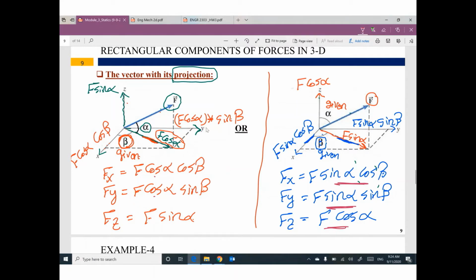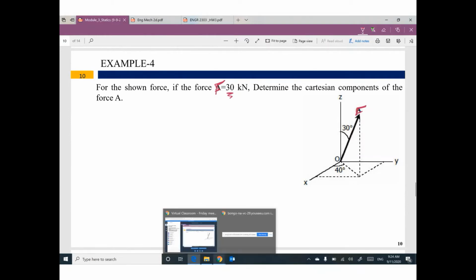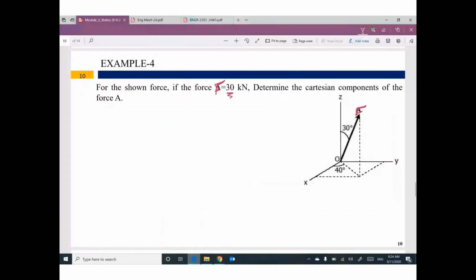Let me do this example here. We have a force, call it F, not A, F. How much? 30 kilonewton. So F equals 30. We have two angles. The first angle is between the force and Z. The second angle is between a line here. Do you remember this line? Yes, the projection line.